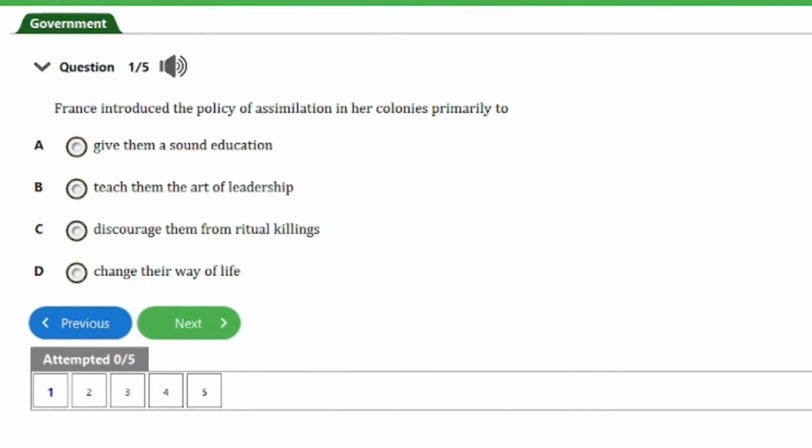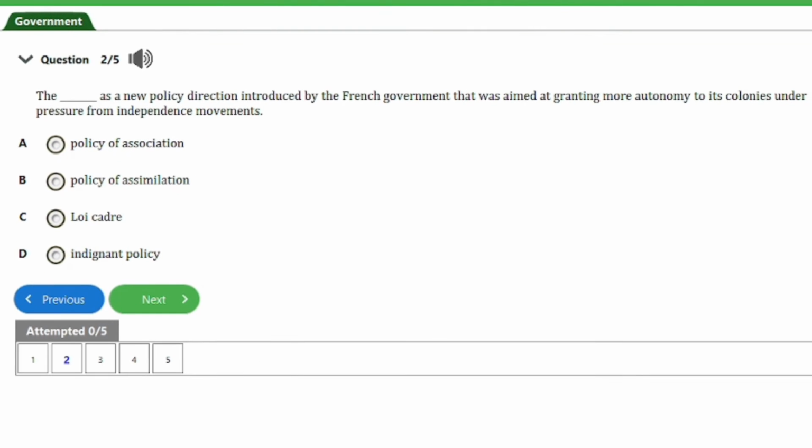So let's head on to the next one, guys. So we have here question number 2. It says, the dash as a new policy direction introduced by the French government that was aimed to granting more autonomy to its colonies under pressure from independence movements. We have A, policy of association, B, policy of assimilation, C, Loy cadre, and D, indigenous policy. So guys, the answer to this question is option C here, and that's it for this question.